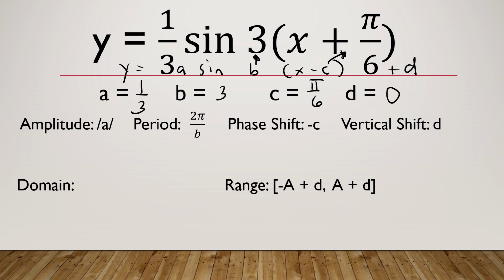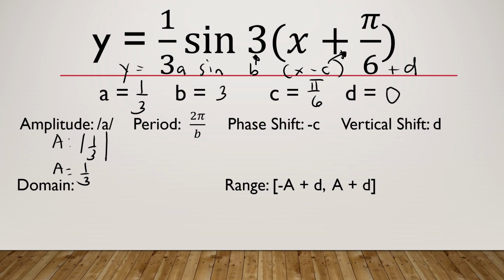Some of the books will say that the value of c is equal to negative pi over 6. But just always remember, in my pattern, phase shift is negative c. That's the reason why there is no difference between the two. To find the amplitude, we're going to apply the formula absolute value of a. We substitute 1/3 for a. The absolute value of 1/3 is equal to 1/3. So therefore, the amplitude is equal to 1/3.